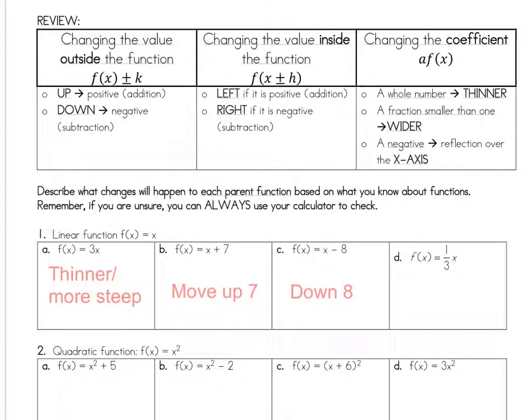And lastly, part D, we can see that x became a third of x, so we're looking at the coefficient. It's not a whole number, but it is a fraction smaller than 1, so the graph becomes wider, or in our case, because this is a line, it won't be more steep, it'll be less steep. Okay, so that's how those transformations look with a linear function.